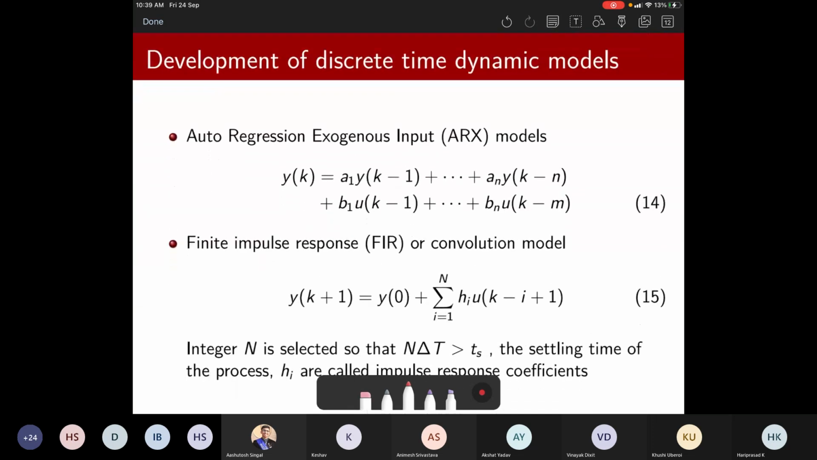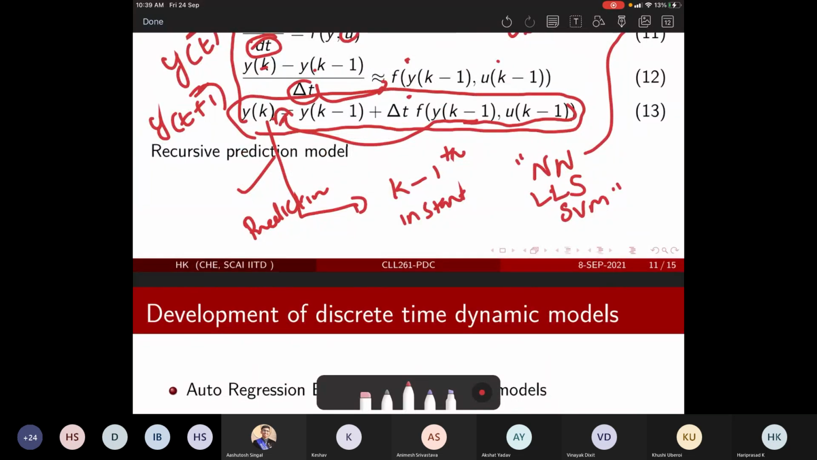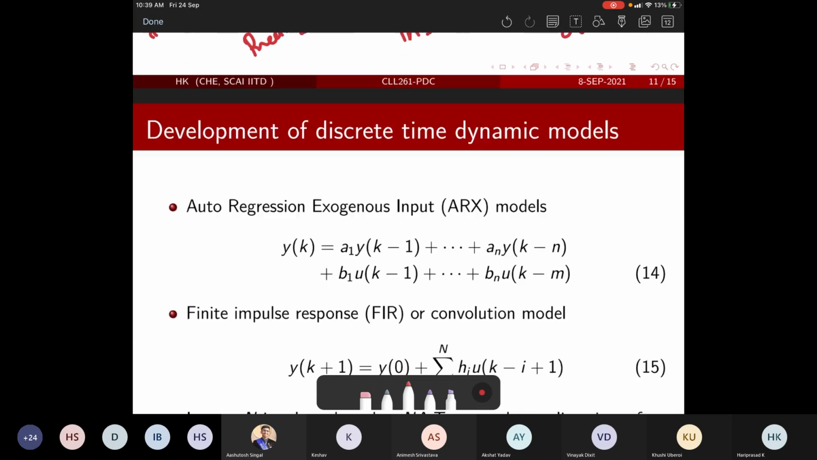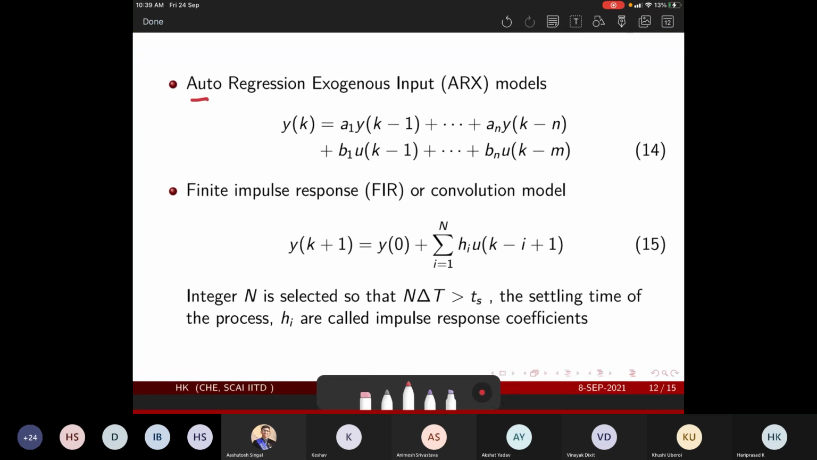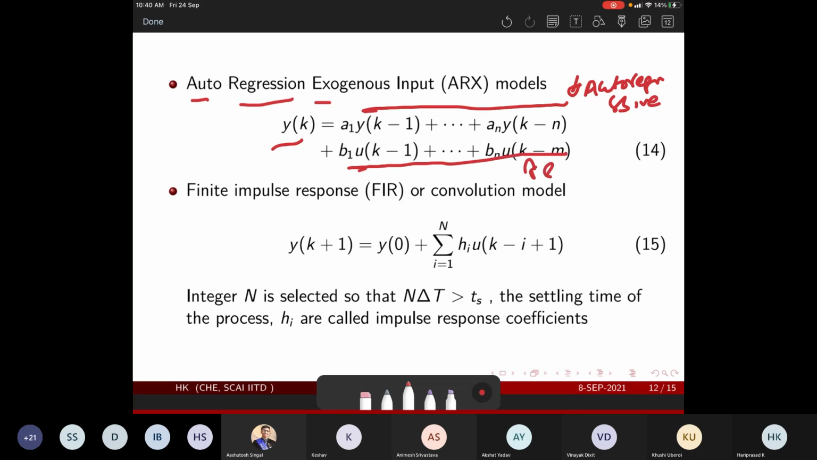Okay, so now let's see some of the models belonging to this type. This is a very generic class of models. Let's see some of the models that belong to this particular category. One is known as the auto-regressive exogenous input model, the celebrated ARX model. So what does that do? The output here is a function of some previous outputs and also some previous inputs. It is auto-regressive in the sense that your variable y_k depends upon its previous values. This is the auto-regressive part. It is regressed on itself. Here, this is the exogenous input part.